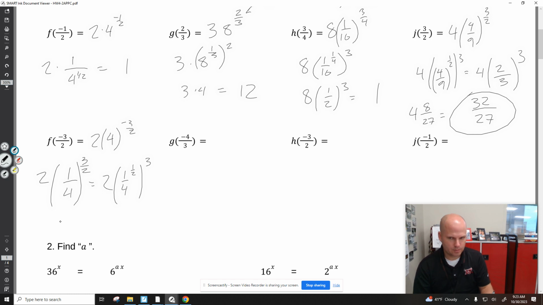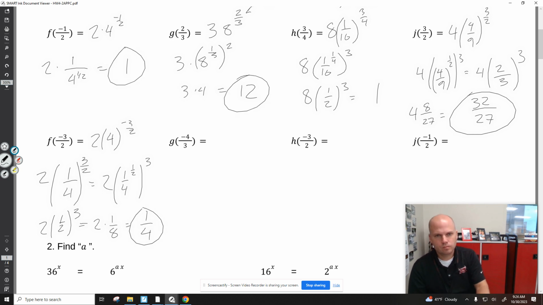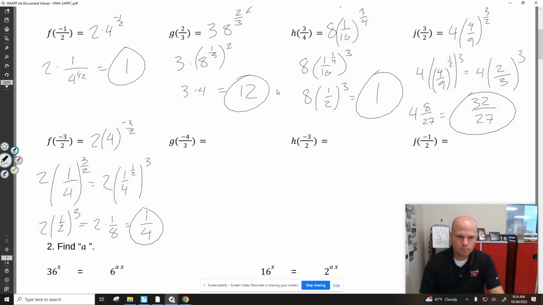These are probably good ones to practice during class, because a lot of students with exponent rules are like, oh yeah, I would have gotten that. I would have gotten that. And then you actually do it yourself and you don't get it. I'm going to zoom in a little bit.